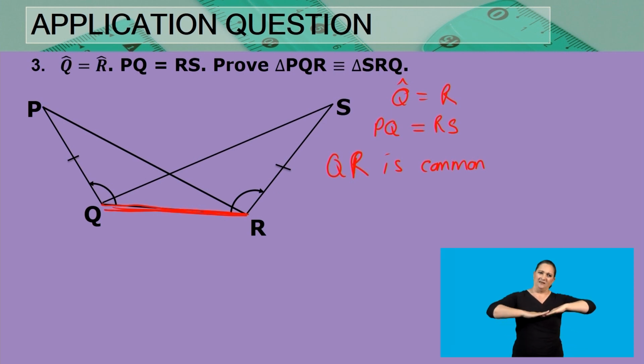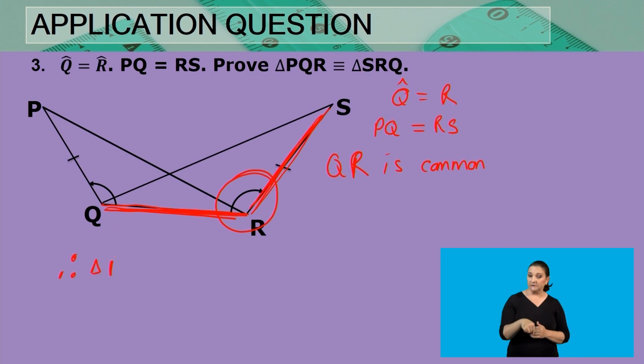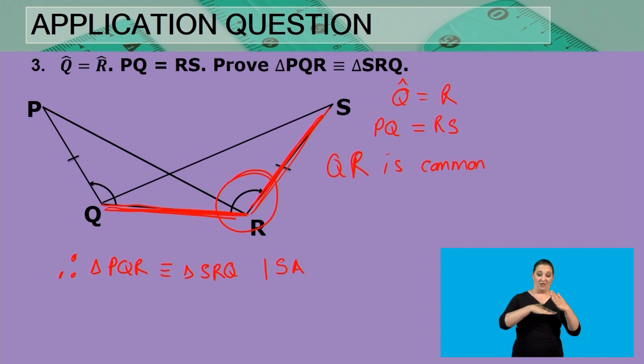So what does this mean? It means now we have a side, we have the angle that is included there, because we were told that the other side also is equal. So that means we have two sides and the included angle. So therefore, we can conclude there that indeed triangle PQR is congruent to triangle SRQ. And what would be our reason for that? It's because we have a side, an angle, and another side. So that is two sides and the included angle.